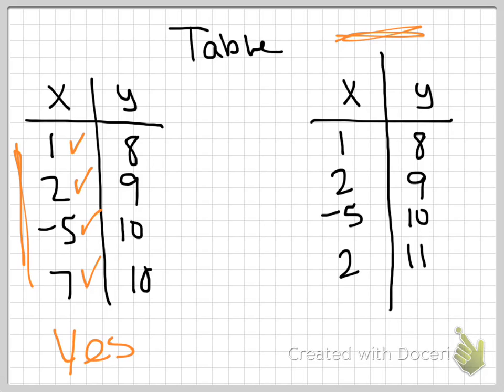Notice on the right side here, the 2 repeats. So this is not a function. Going back to the left, notice that the y values did repeat, but the y's can repeat. So this still is a function. And that's how to tell if you have a function or a relation.